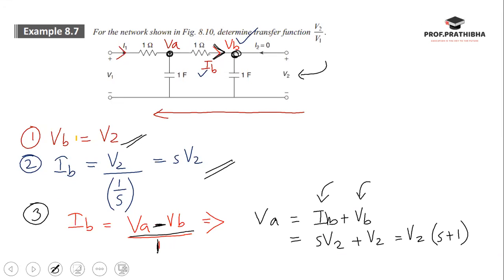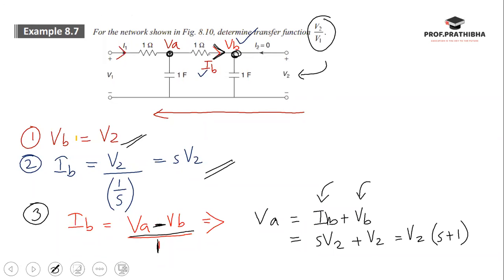Because we must not forget the question. The question is V2 upon V1, you know, so we need to come to that point. So does anyone have any doubt in these first 3 points? If you have, you can ask. Others, I'm proceeding. Now, the fourth step.